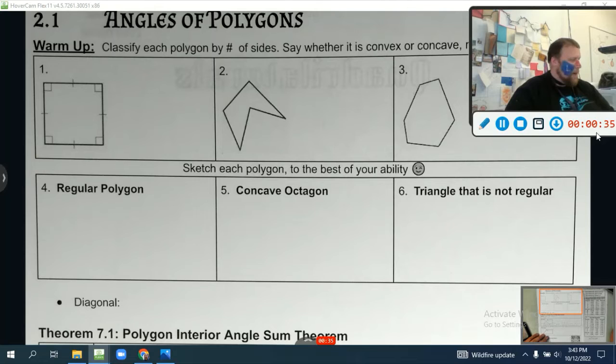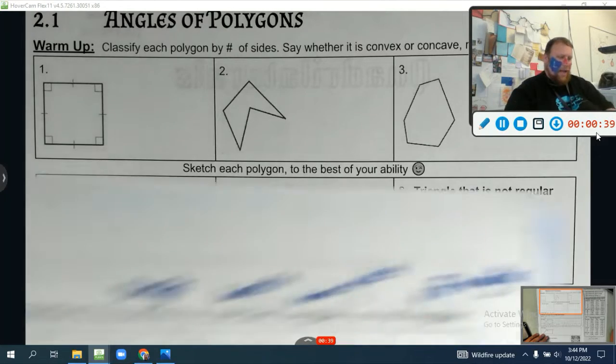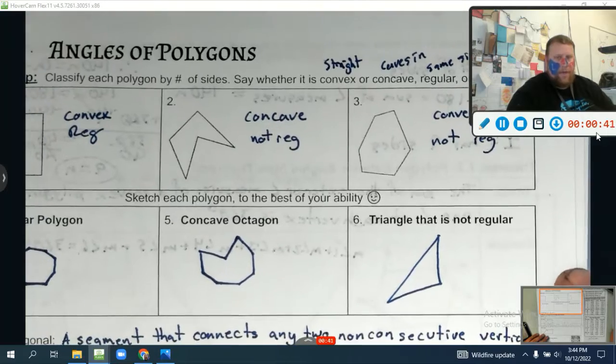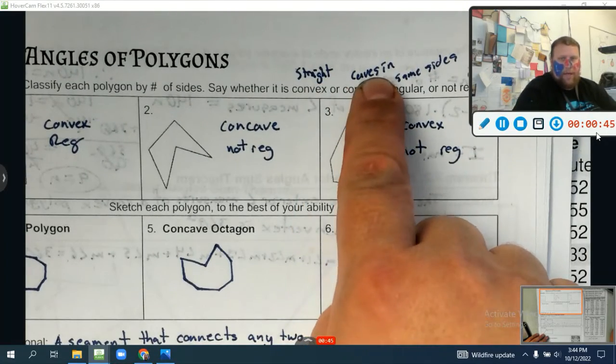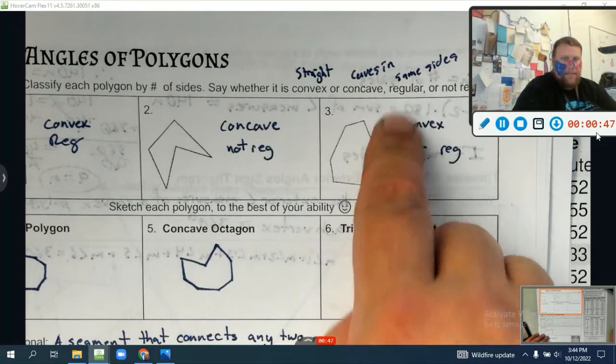All right, I'm assuming you paused it. I'm just going to put the stuff back up on here and kind of talk to you about it. I have kind of an answer key of sorts. And you'll see I put convex means straight, concave caves in, same sides as regular.